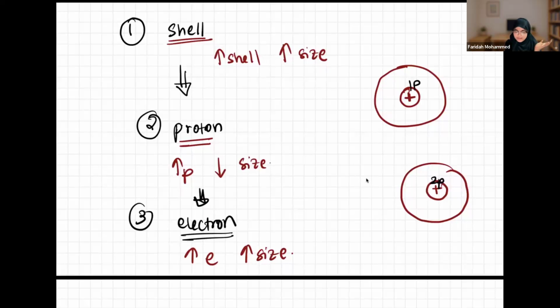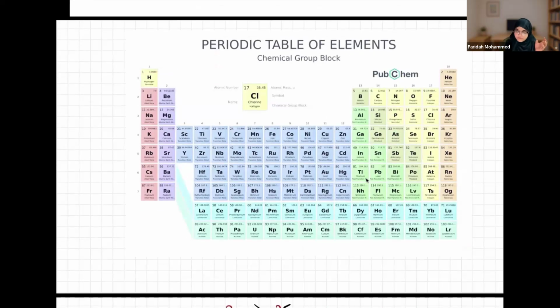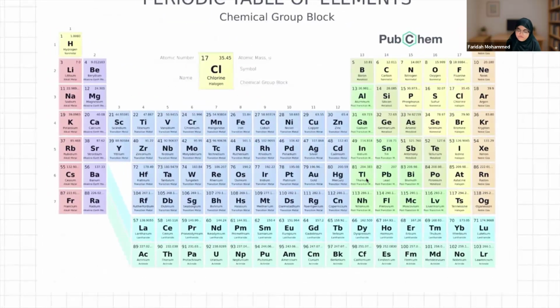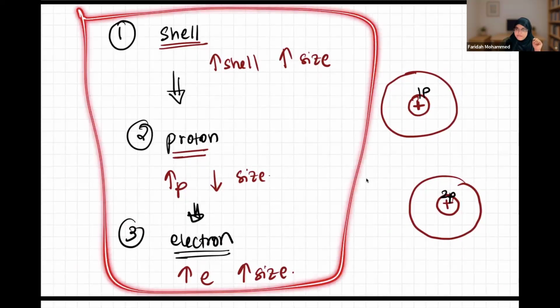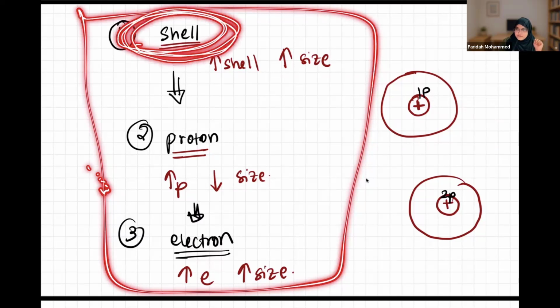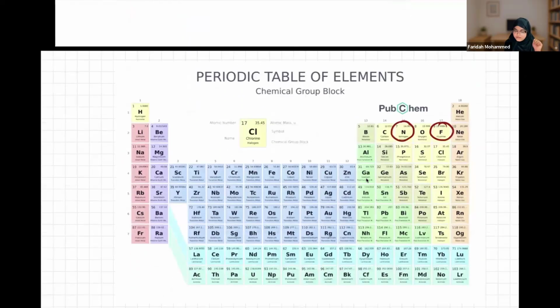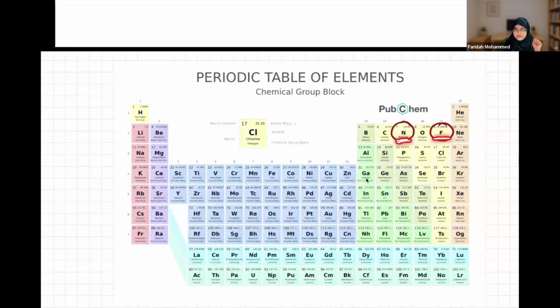So let's say we want to compare fluorine and nitrogen. Now, we go back to this. Make sure all of you write this down, very, very important. So, what was the question? Fluorine and nitrogen, right? First, what do you see? The number of shells. Fluorine and nitrogen, do they have the same number of shells or a different number of shells?